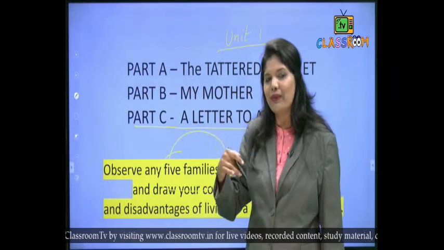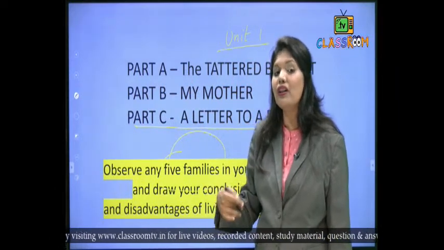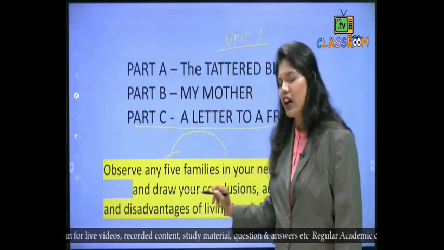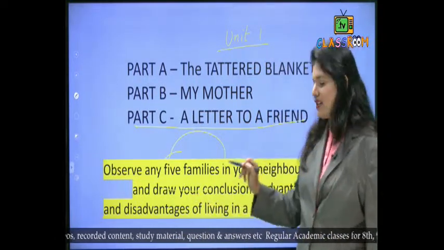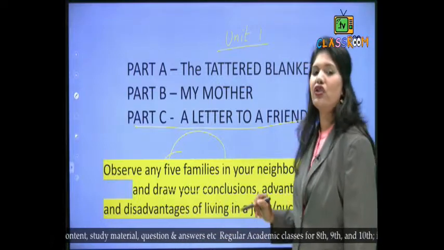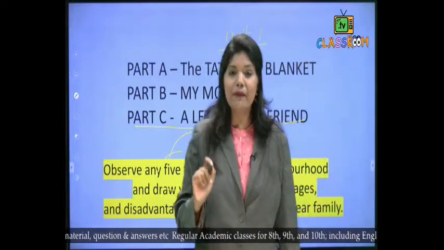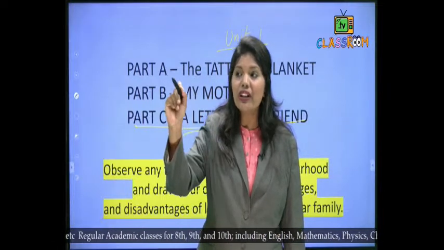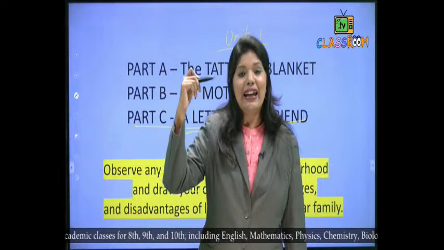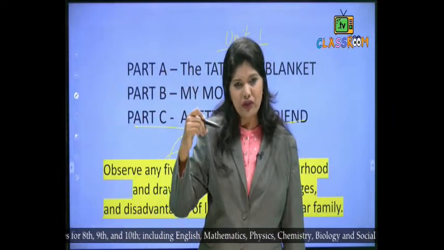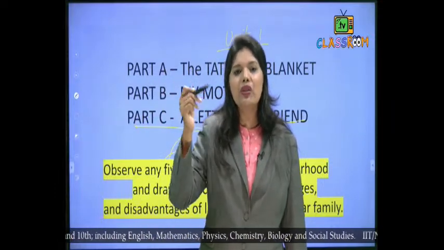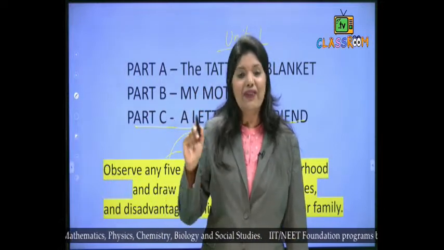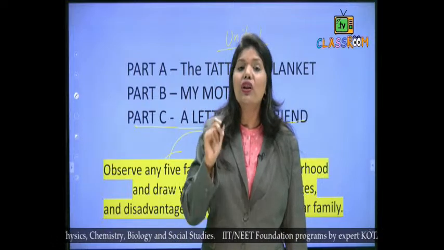Family number 2, family number 3, family number 4, family number 5. And then draw your conclusions, advantages and disadvantages of living in a joint or nuclear family. After writing family number 1, mention whether that's a nuclear family or a joint family. And after you make note of all those, for all the 5 families, mention whether it's joint family or nuclear family. Okay? And finally, draw your conclusions.